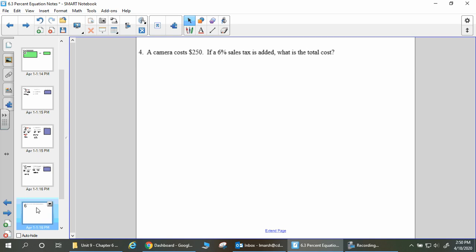It says a camera costs $250. If a 6% sales tax is added, what is the total cost? So this is actually going to be a 2-part problem. What I have here is I know how much a camera costs, and I know 6% of it is my sales tax. So I want to find out what part or how much is 6%. Careful here, if you bump this forward 2 places, you're going to get 0.06.